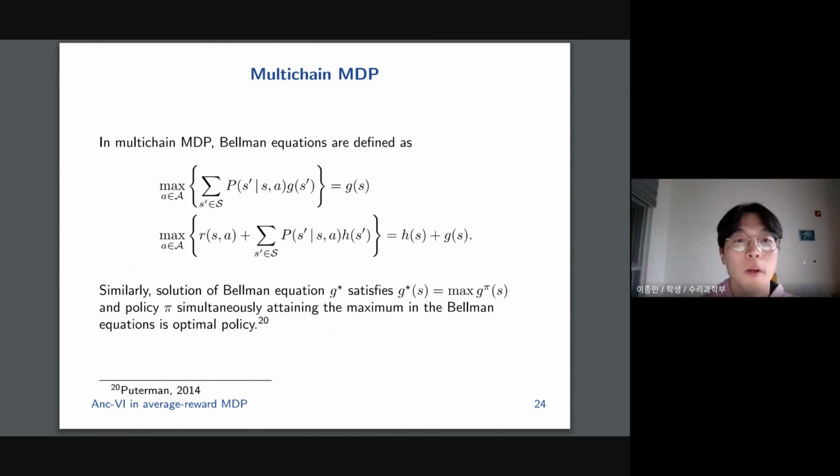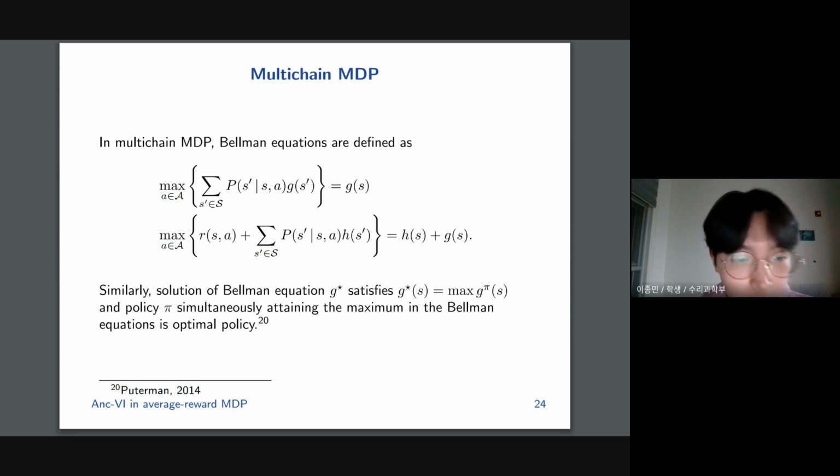Now let's move to the multi-chain MDP. In multi-chain MDP, Bellman equations are defined as follows. And it looks interesting and becomes more complex because now you have two Bellman equations. The second Bellman equation is the same one as in the weakly communicating MDP, but the first one is new. This means that to solve this Bellman equation, you should find the two solutions G and H which simultaneously satisfy these two Bellman equations. And this is why analysis in average reward becomes more complex than analysis in the discounted MDP.